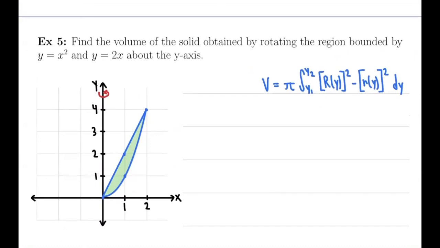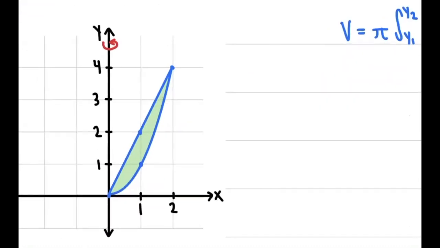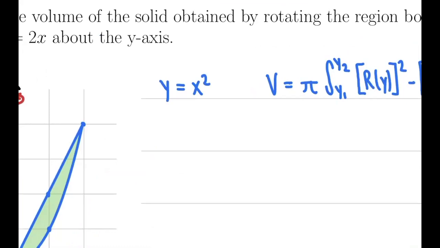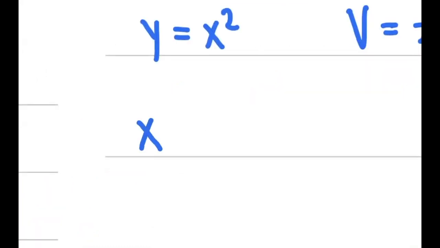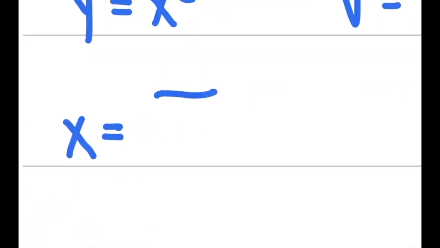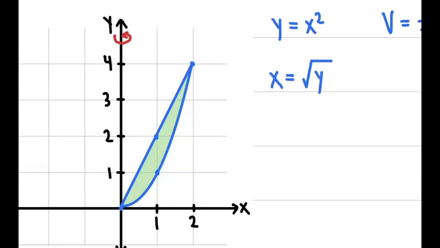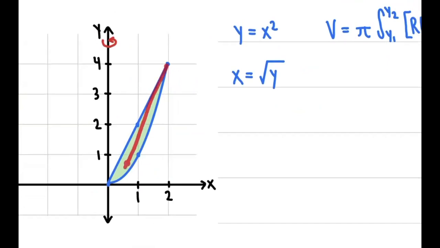Anyway, let's go back to the problem. So the outer radius is this right here. It's the y-axis to x squared, but we want everything in terms of y. So I don't want to write x squared for the outer radius. I have to solve for x. So x equals the square root of y. No plus or minus needed because of the quadrant we're in. This is just the right half of the parabola, so it's just the square root of y.